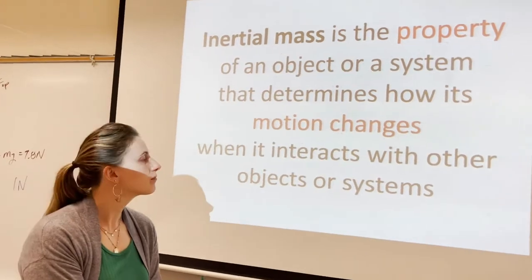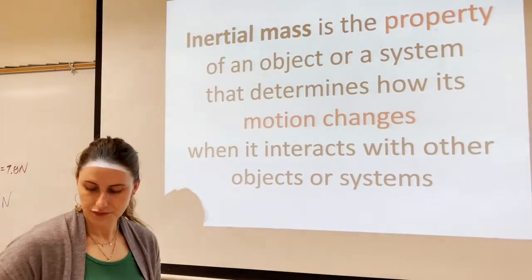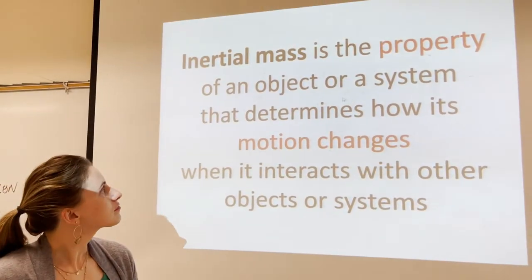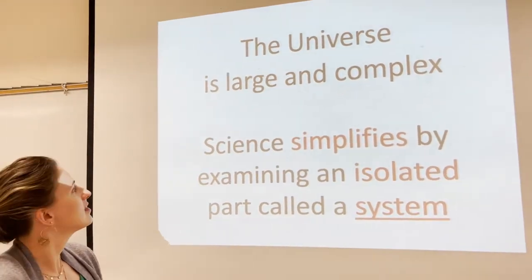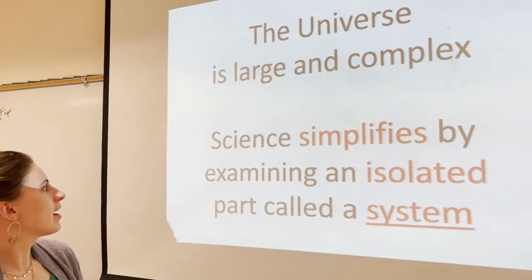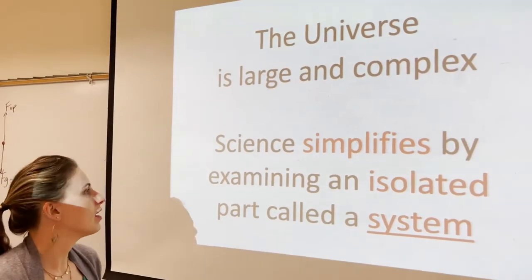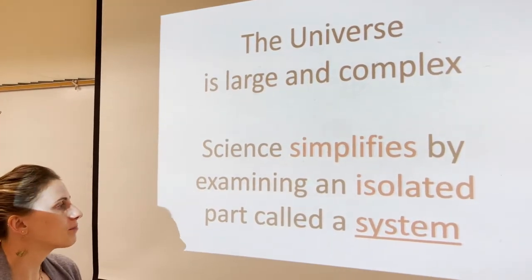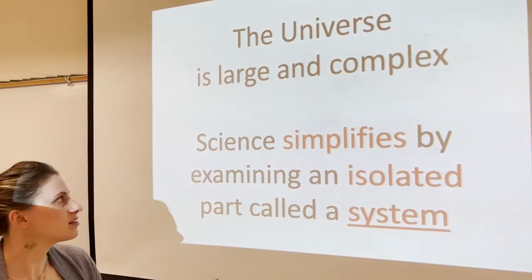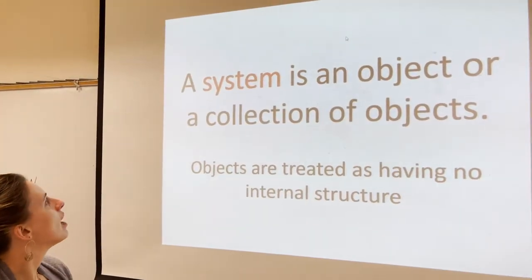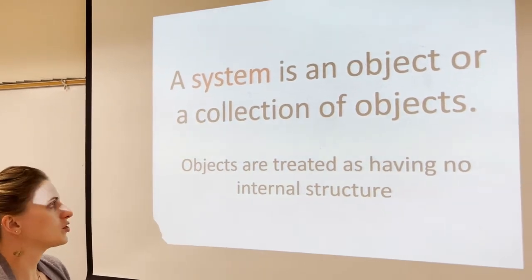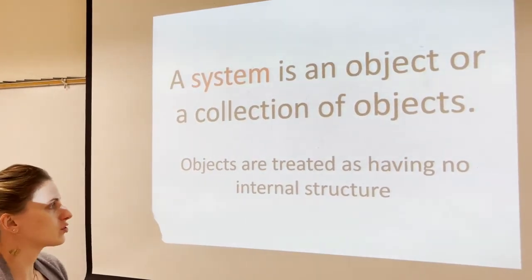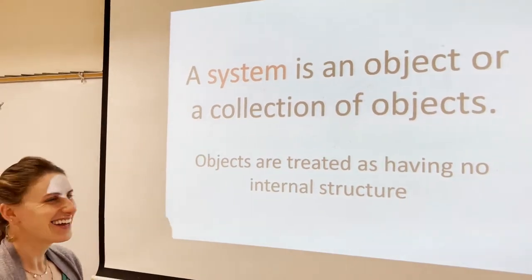So that's inertial mass. There's also gravitational mass, that's the interaction between objects. The universe is large and complex, as it is. Science simplifies by examining an isolated system, an isolated part called a system. We just talked about that with, what is our system of our bubble cart? A system is an object or a collection of objects. Objects are treated as having no internal structure. That makes things simple.